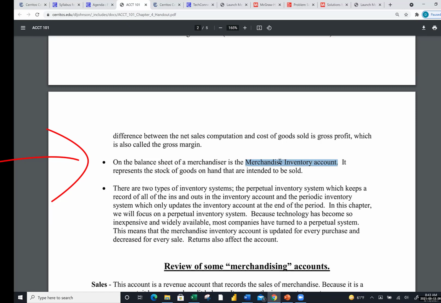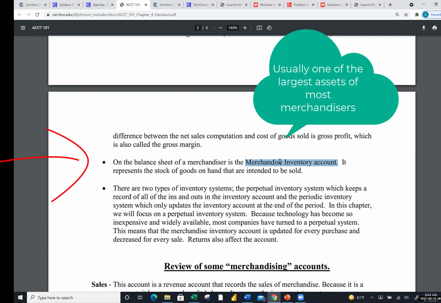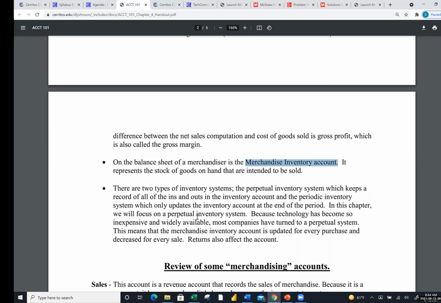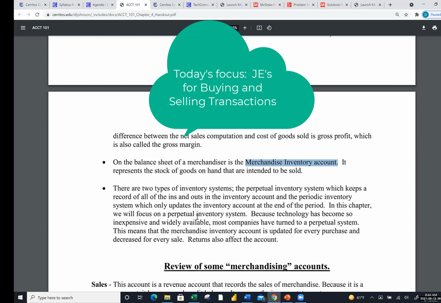And so merchandise inventory is one of the accounts, we'll learn this in chapter 5, where if you screw up the accounting for merchandise inventory and you don't take an accurate physical count, all 3 financial statements are wrong for 2 years. You'll find that out in the next chapter. So in this chapter, he's going to introduce us to the basic journal entries for the buying and the selling of inventory.